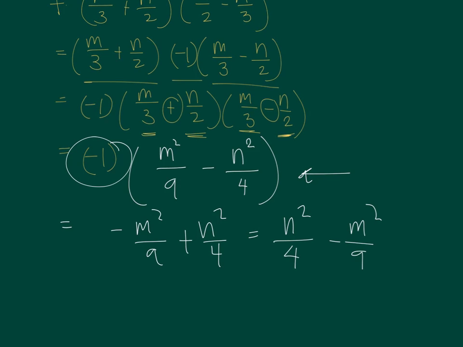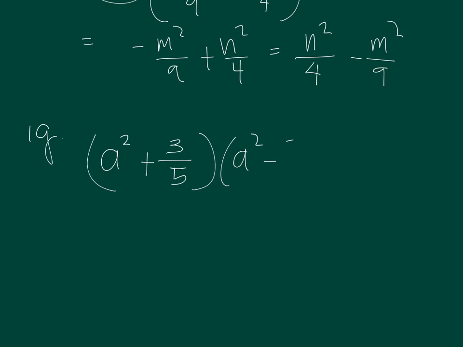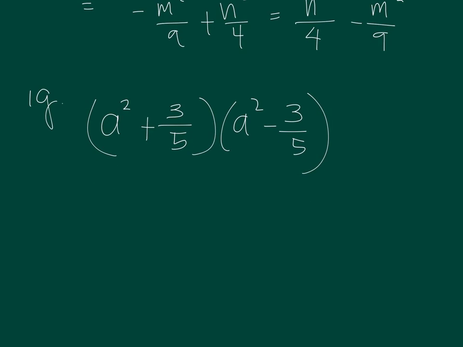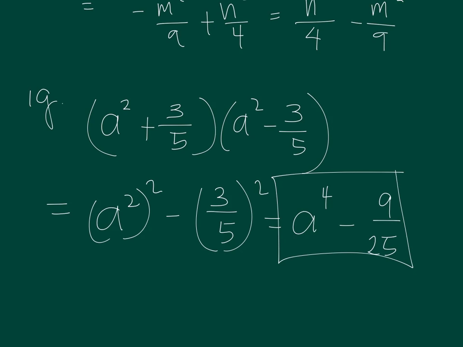Okay. Let's get one more. We could actually finish all the number 1 questions. So 1G. In 1G, you have a squared plus 3 over 5 times a squared minus 3 over 5. Again, this is an expression following the form of a plus b times a minus b. So the product is basically the square of the first minus the square of the second. So this is equal to a to the 4th minus 9 over 25. And that's the final answer.